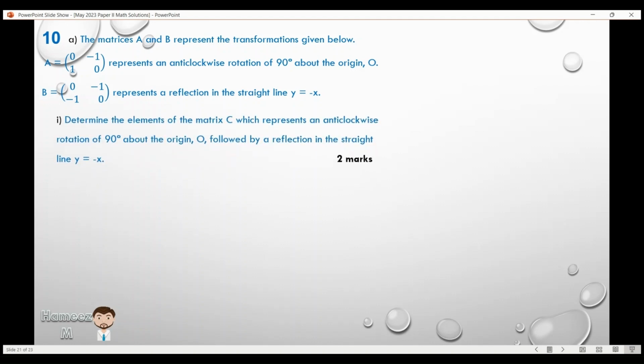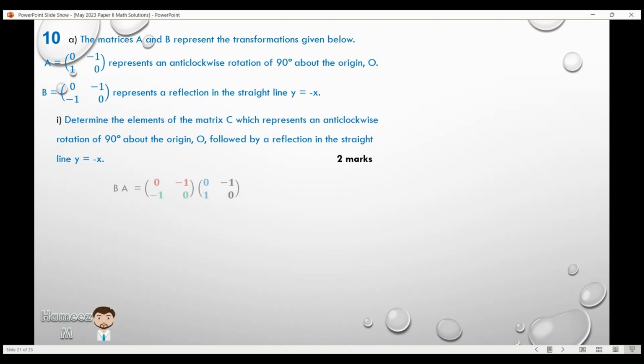Part 1, determine the elements of the matrix C, which represents an anti-clockwise rotation of 90 degrees about the origin, which is the matrix A, followed by a reflection in the straight line y is equal to minus x, which is B. So A happens first and then B. So how do we do that? Similar to when we're writing functions, we write the function A on the right-hand side, and then the composite function B will be to the left of it.